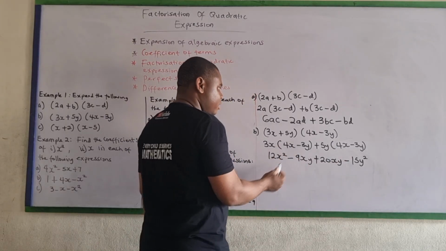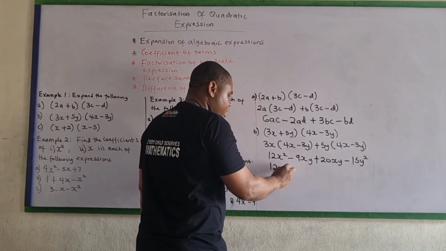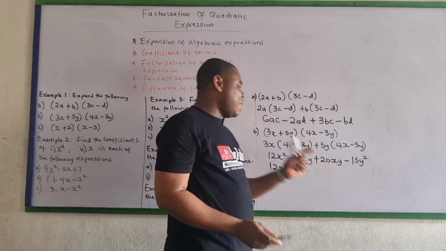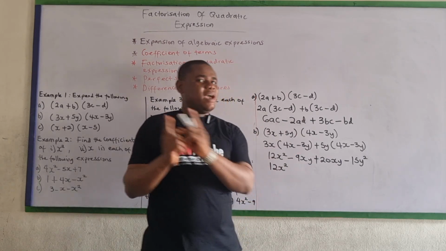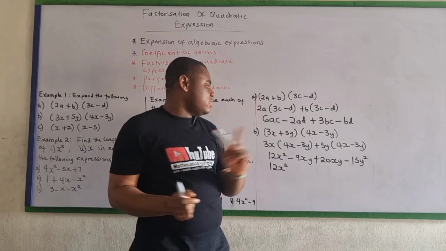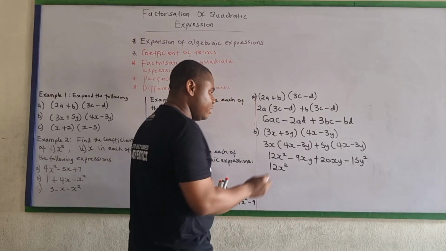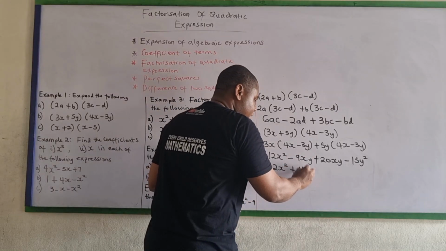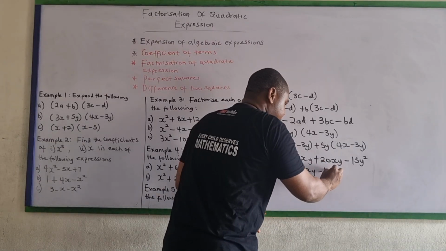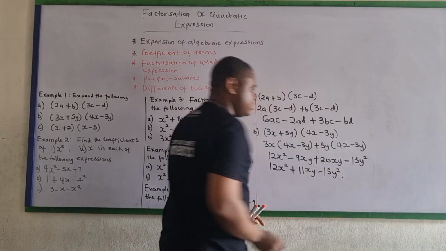Alright, so we can move further. So 12x squared minus 9 plus 20 can be written as 20 minus 9. So minus 9 plus 20 is the same thing as saying 20 minus 9. So 20 minus 9 gives me 11. This will give me plus 11xy, and I'll have minus 15y squared.